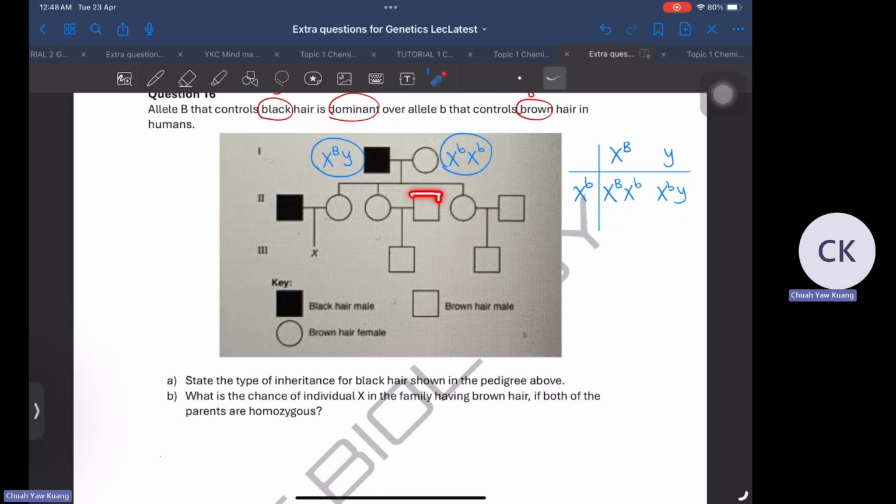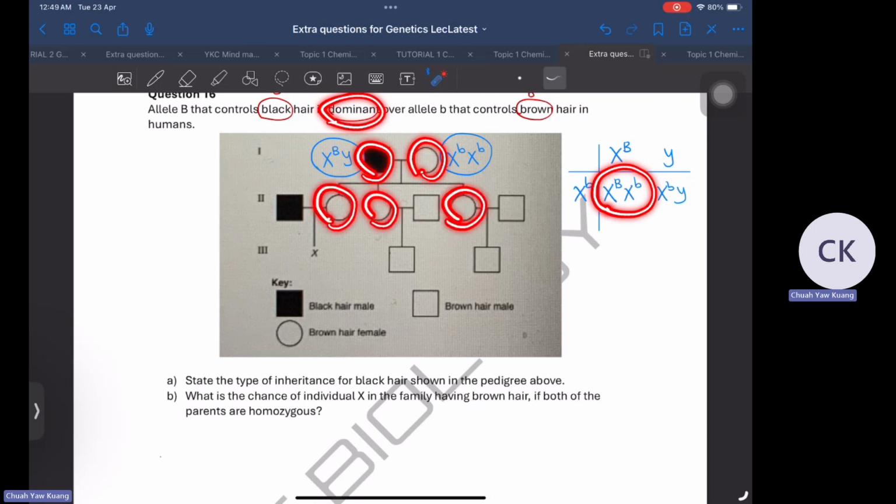So you can see all the male having brown hair, that's correct. But there's some problem with this female. If this is a sex link, if this is dominant, it's confirmed dominant because the question already told us black hair is dominant. So if this is a sex-linked dominant, then this pair of parents should produce all the females having black hair. And this is not what is shown in the pedigree.